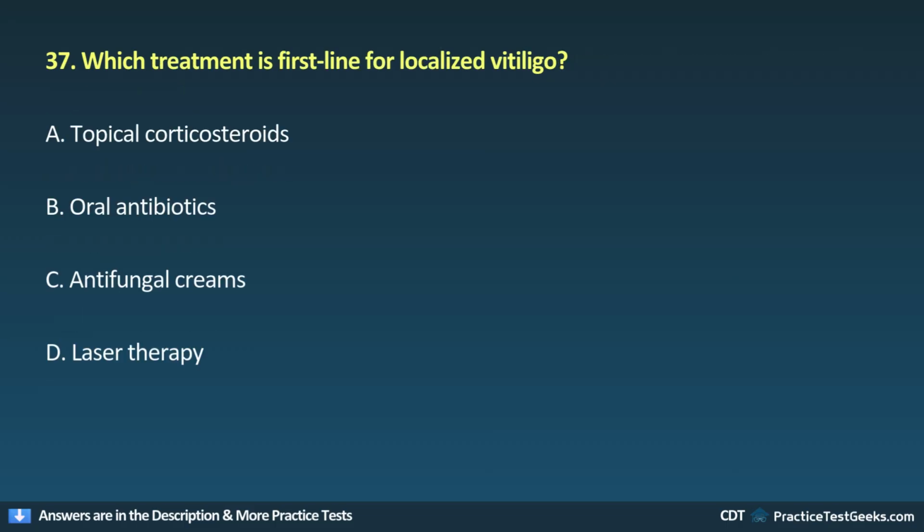37. Which treatment is first line for localized vitiligo? A. Topical corticosteroids. B. Oral antibiotics. C. Antifungal creams. D. Laser therapy.